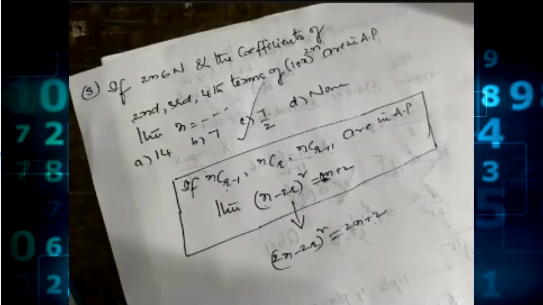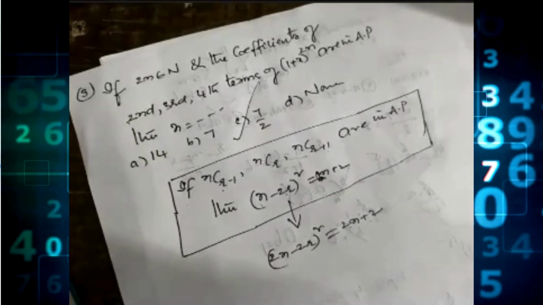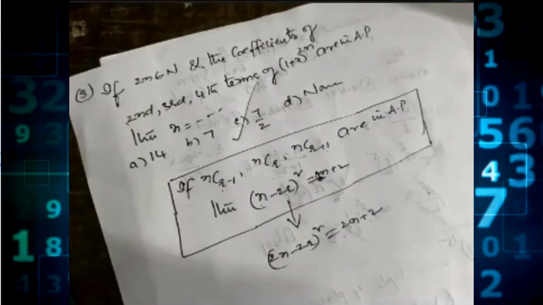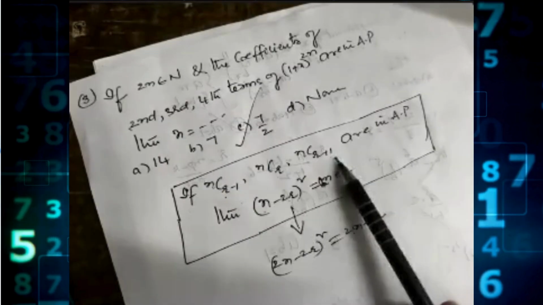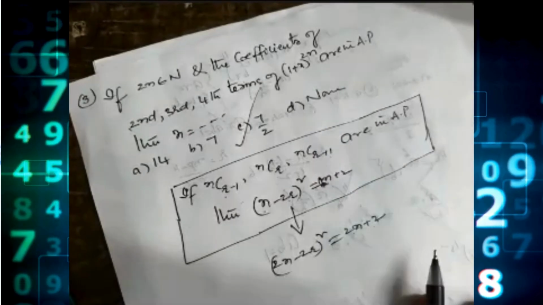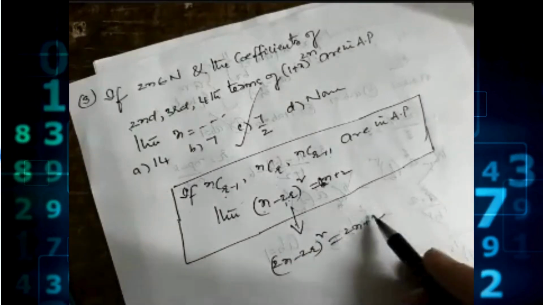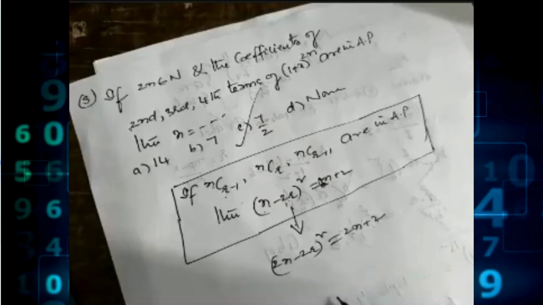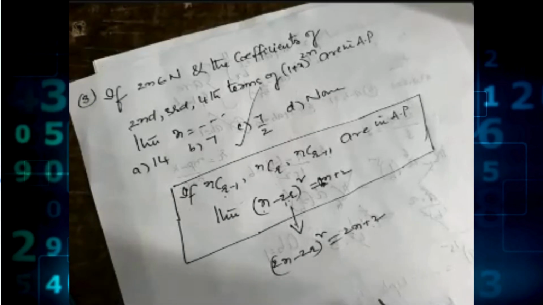Understood? Yes, sir. Not only that, you must be able to notice the transformation here. This formula is given in terms of n, but in the expansion we have (1 plus x) whole power 2n, isn't it? Basing on this, you must reconstruct the technique like this. Understood? Very good.